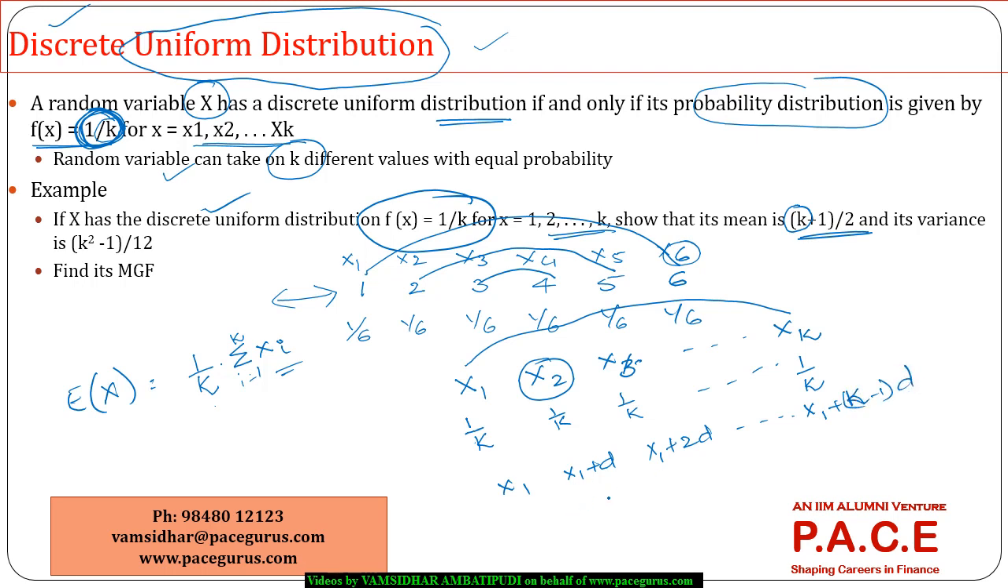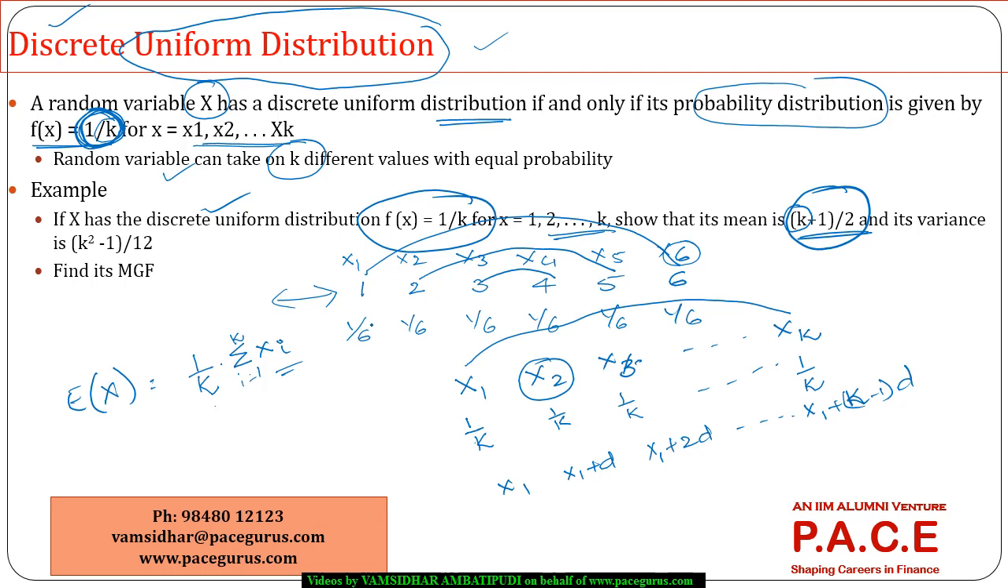So based on this you can very well find out what is the mean. When you have talked about sigma xi, I can very well write it in this form as well. So overall the mean is coming to be the first term plus 1, or the total number of terms, k terms are there, k plus 1 by 2.